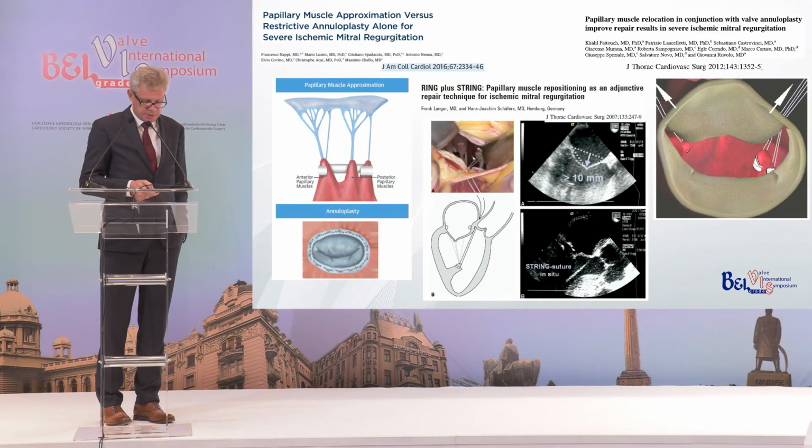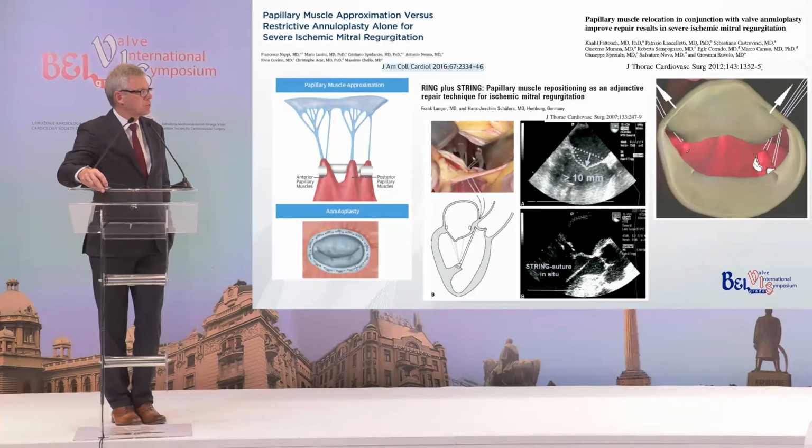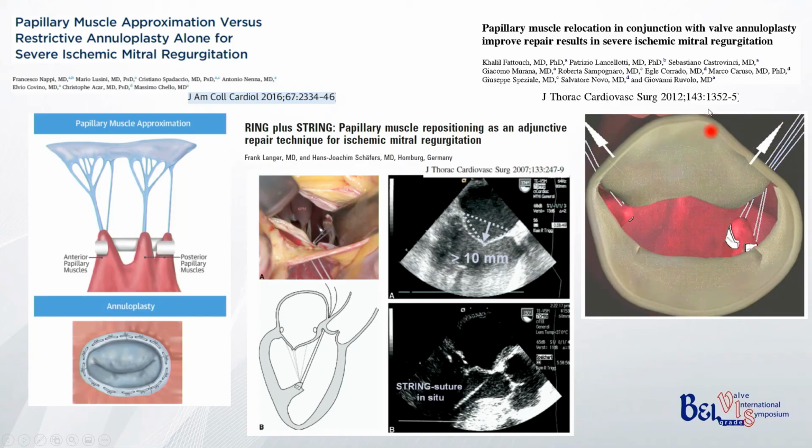The most publicized methods are either papillary muscle approximation, in which you stitch the muscles together, or put a Gore-Tex tube around the muscles at the bottom to approximate papillary muscles, or the methods to reposition or relocate papillary muscles, one described by Kron initially with pulling the muscles up to the mitral annulus.